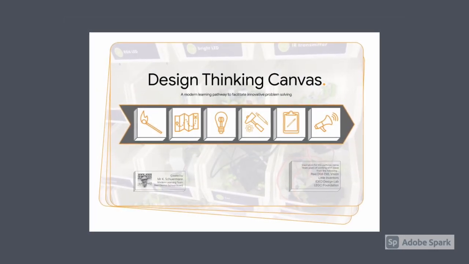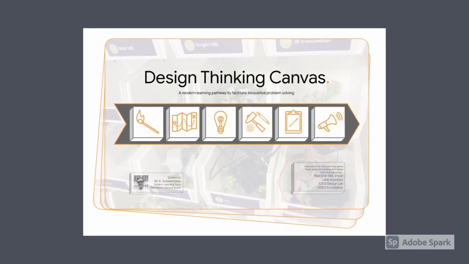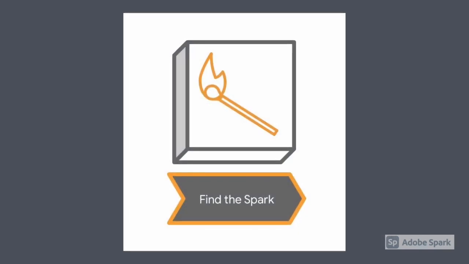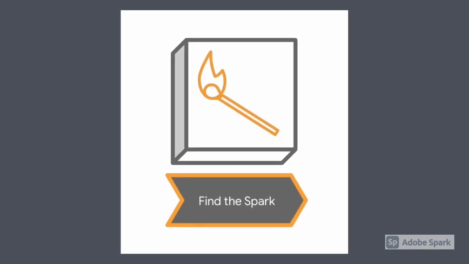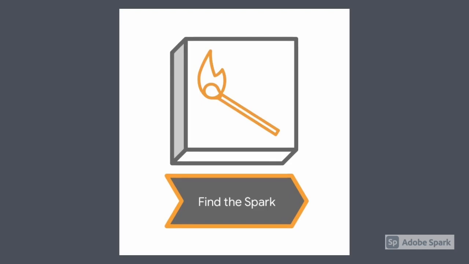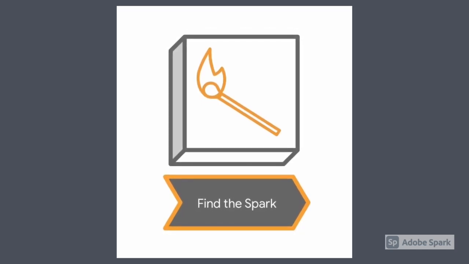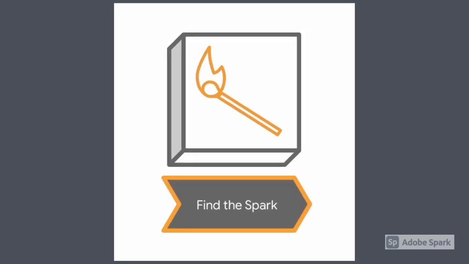For today, we will be focusing on the six stages of the EML Design Thinking Canvas as a pathway for modern learners. When learners are asked to find the spark, they identify provoking questions that will inspire them to seek out innovative ideas and creative solutions, and is a great opportunity to dive deeper into the academic areas of global studies, literacy, and business studies.